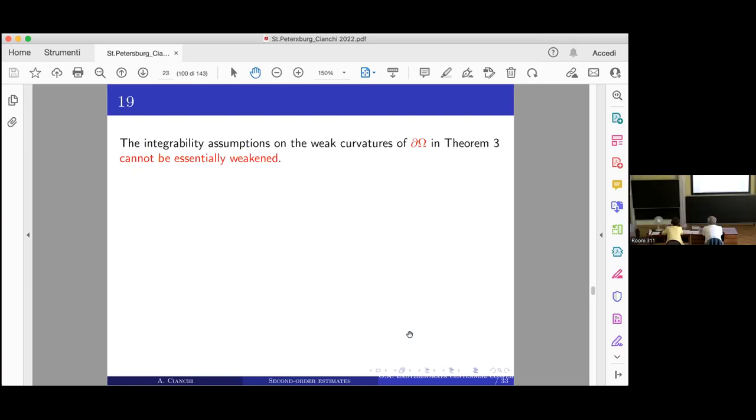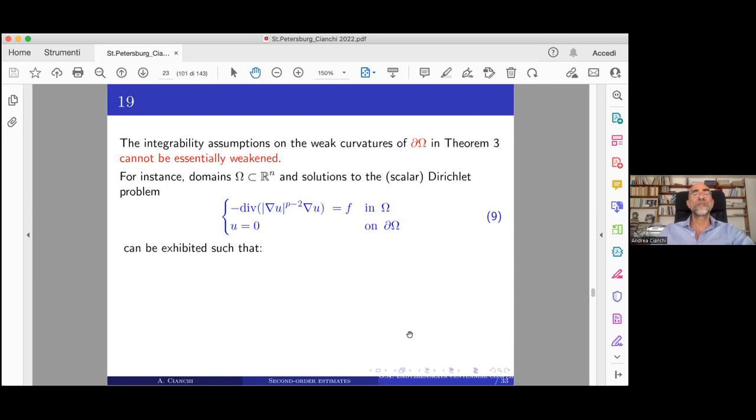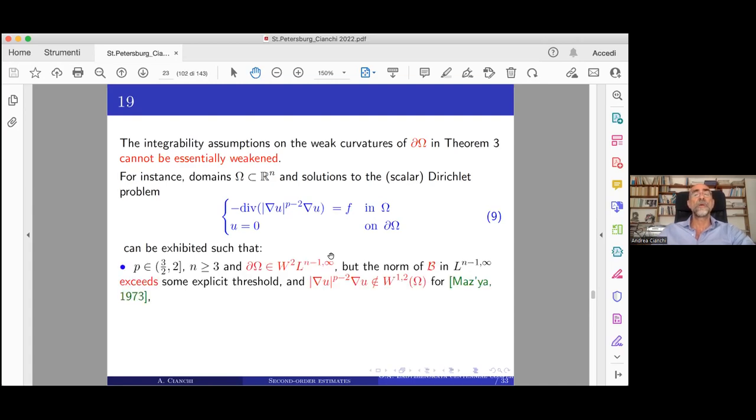Now, as I said, these assumptions on the curvatures of the domain cannot be weakened, at least in an essential way. And there are examples in this connection. So for instance, consider this scalar Dirichlet problem: p-Laplacian equal to f and u equal to zero on the boundary. Now one can find examples which go back to Maz'ya in the 1970s, for which, for instance, p is between 3/2 and 2, or larger than or equal to 3, and the boundary belongs to this weak space. So the second order derivatives are in the weak space, but the norm is not small enough. So just the smallness assumption is not satisfied, and then this expression is not a Sobolev function.